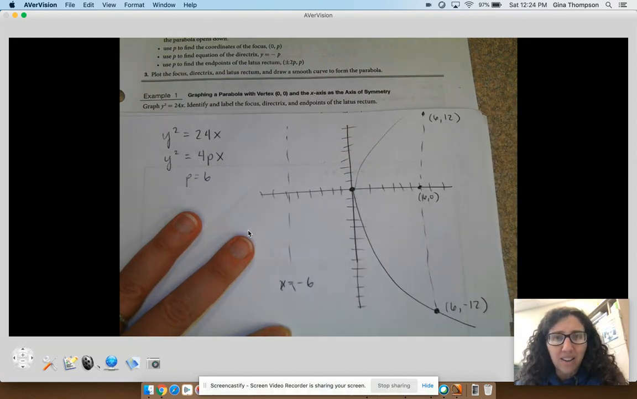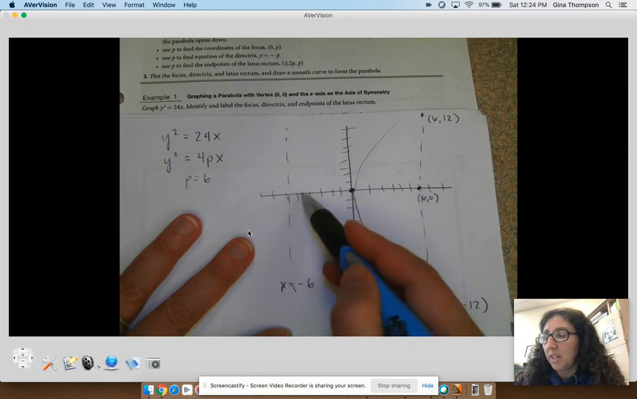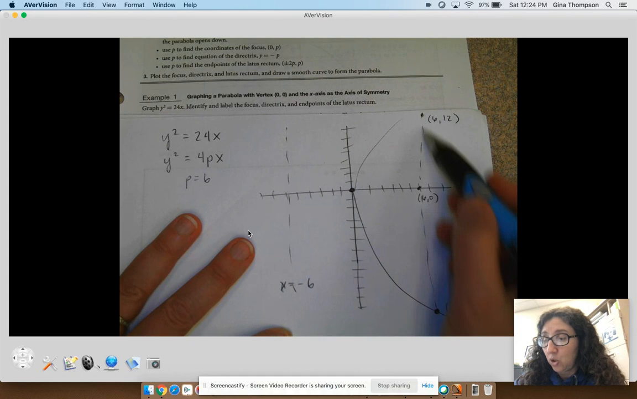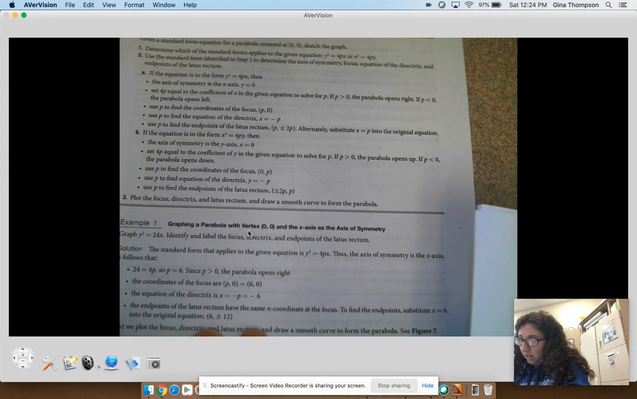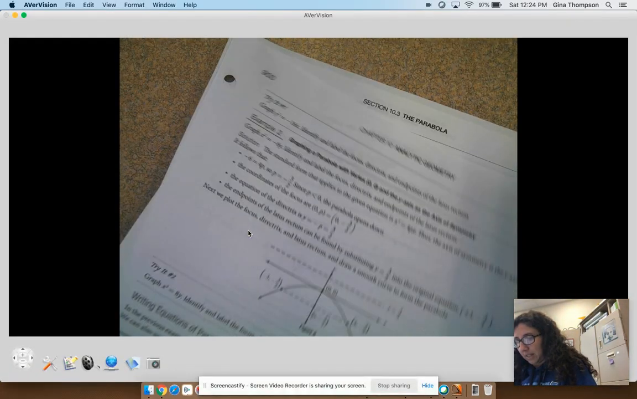Not so bad, right? Once we find p, we know the vertex. We just go p units in either direction. And this is 2p. All right, let's find the next example.